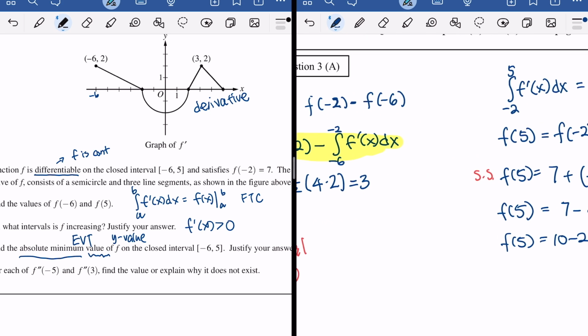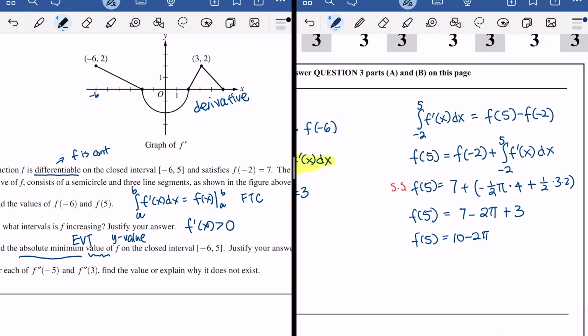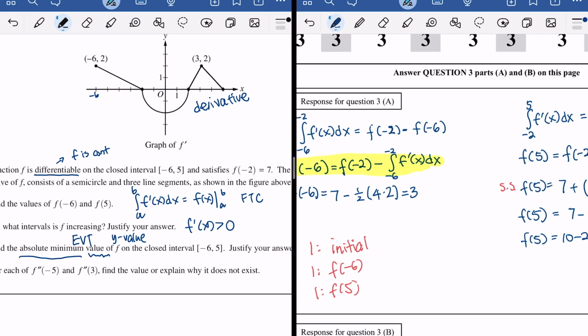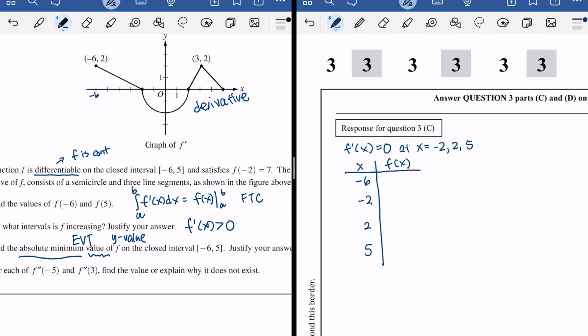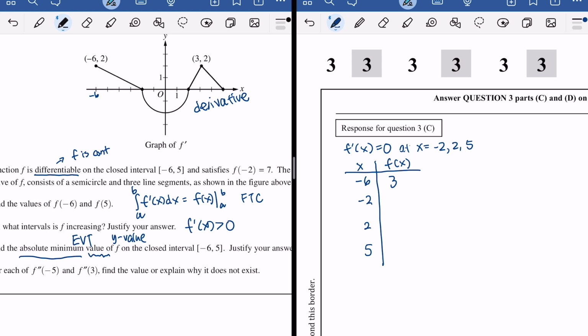So here, computation is better for this question because you can know what is the smallest, what is the biggest. So sometimes a safe stop may or may not help you. You've got to just try to compute as much as you can so you can figure out which is the biggest, which is the smallest, which we need to use. F of -6 is 3. And we already also computed f of 5, which is 10 minus 2 pi. So those two are pretty much filled. And now we need to compute the rest.